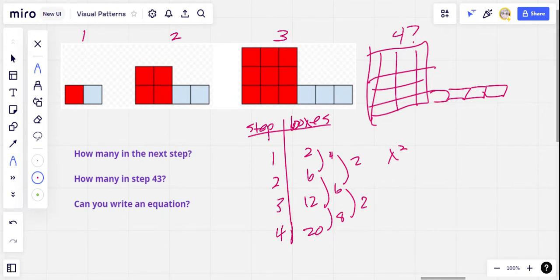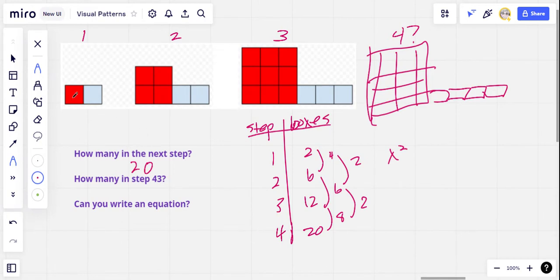Well, what have we done so far? We've predicted step 4, so let's go ahead and put that in there. Now, to predict step 43, there's no way I'm going to draw a square that's 43 on each side and then have 43 more things. Let's come up with an equation we can use instead. Drawing seems too difficult in this case.